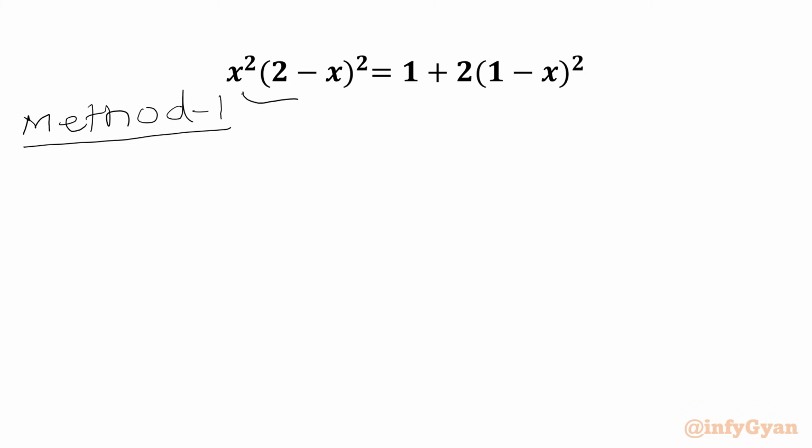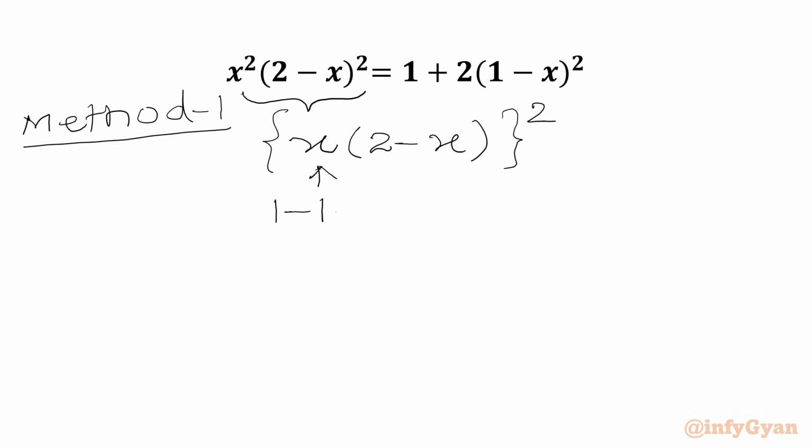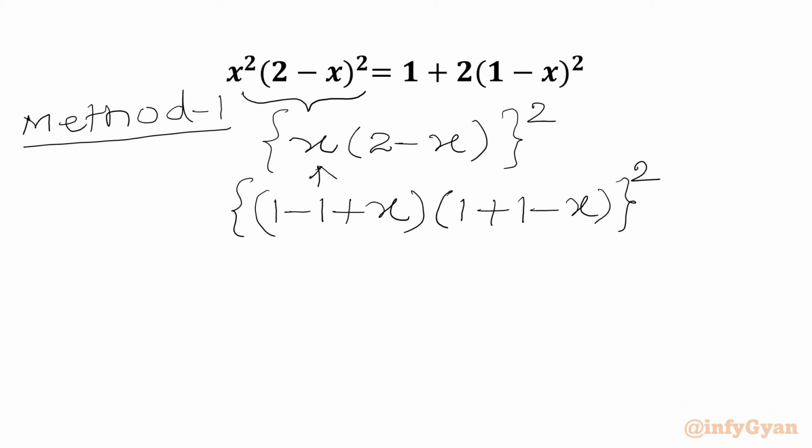So I will begin with our left hand side, which we can write x times (2 minus x), and then we'll put whole square. Now we have to use manipulation. Can we write x as 1 minus 1? This is 0. Then we can write our x. Now we have to write 2 minus x. 2 can be written as 1 plus 1. Then minus x. Then we will put whole square. This is our LHS only.